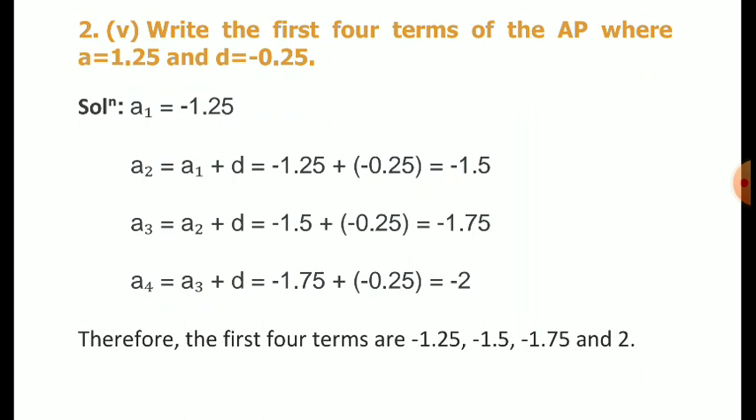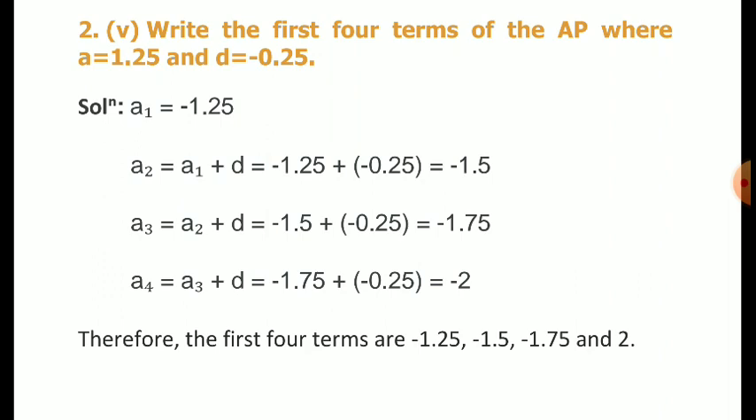You see, here the first term is given. First term you already symbolize as a, so you may write a1 also, no problem. a1 or a, same thing. a1 is minus 1.25 and the common difference is already given, that is d is equal to minus 0.25. Since the first term is given, you have to find another three terms. So including the first term, we need to find another three terms, then you get four terms of the AP.